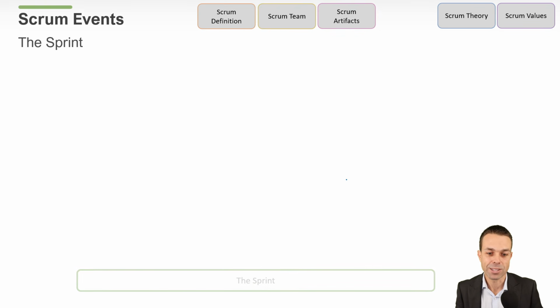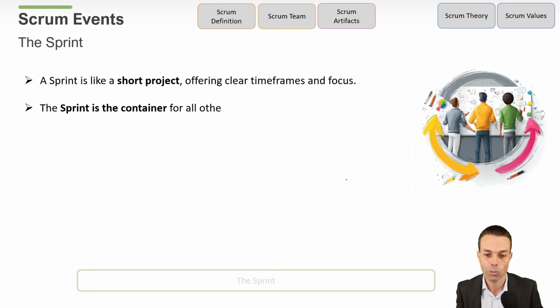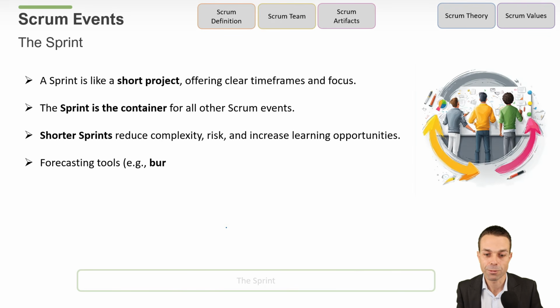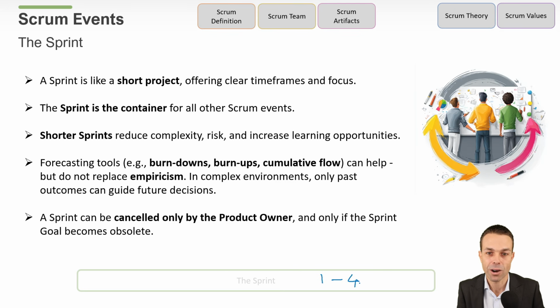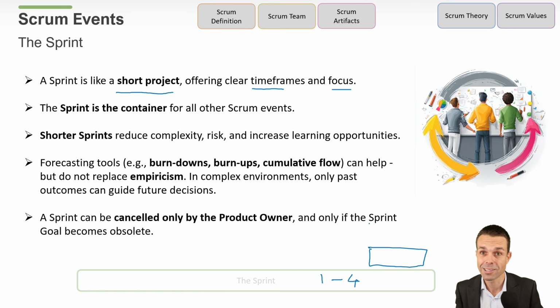Now, the first one is the sprint, which we remember is 1 to 4 weeks, depending on the team, depending on the product. It's like a short project, offering clear timeframes and focus. And at the end, we deliver that increment. So it really is like a little mini project. The sprint is the container for all of the other Scrum events that we'll go through. Shorter sprints can reduce complexity, can reduce risk, and can also increase our learning opportunities as we're having retrospectives more frequently. We can also use things like forecasting tools.